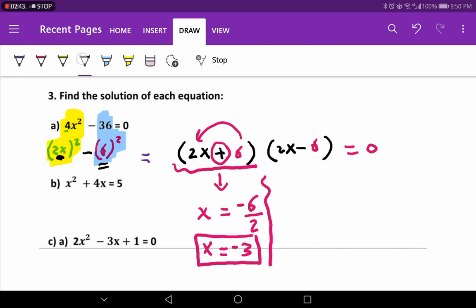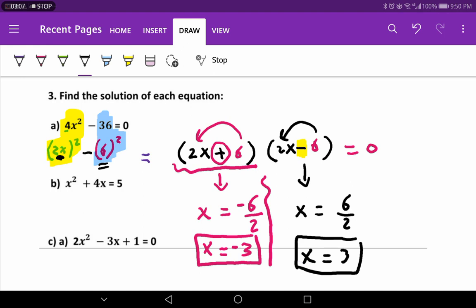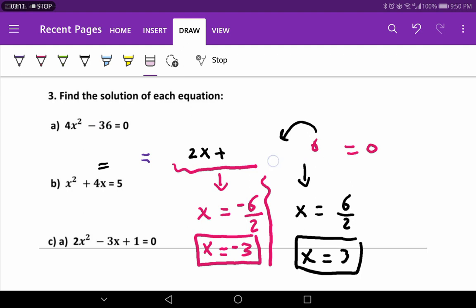Now from the second one, my dear student, here directly I write x equals 6 over 2. But because this one is negative, I will take the opposite all the time. So x equals 3. So this is the solution that makes the left side equal the right side. Okay, are you happy with that? I know you know.